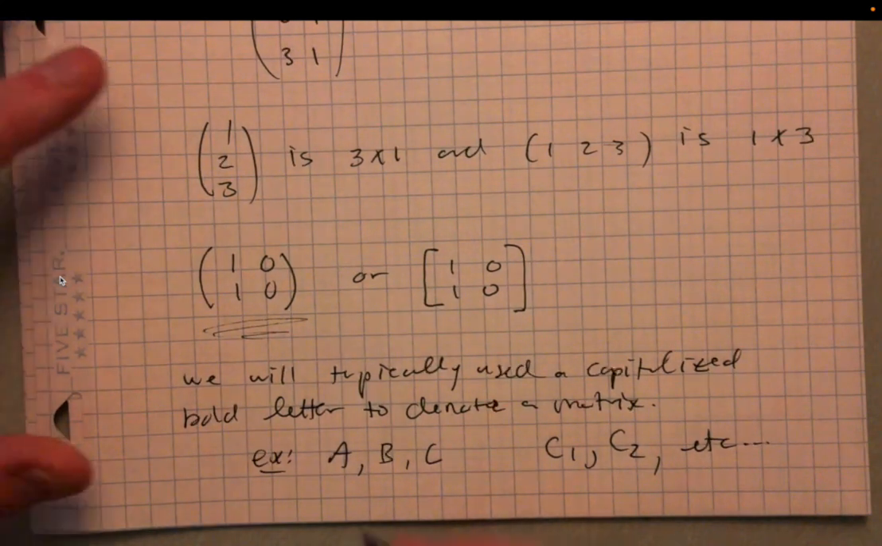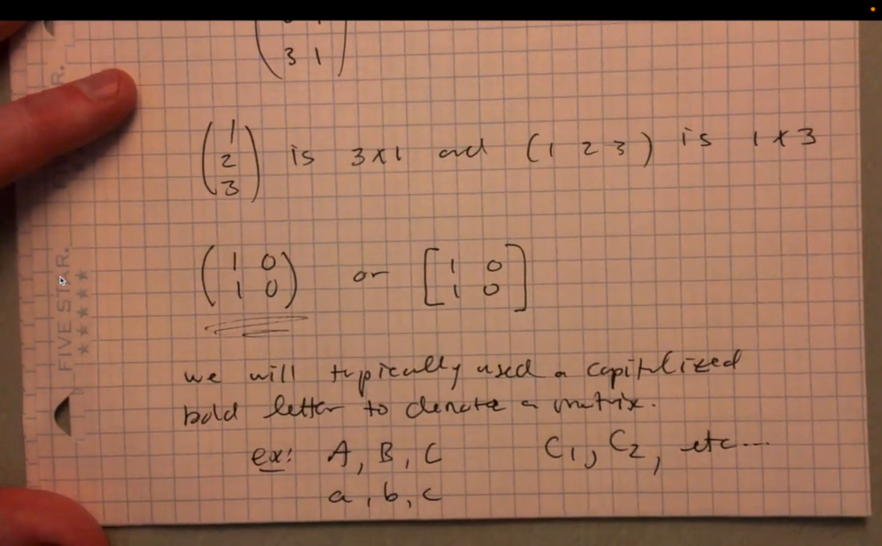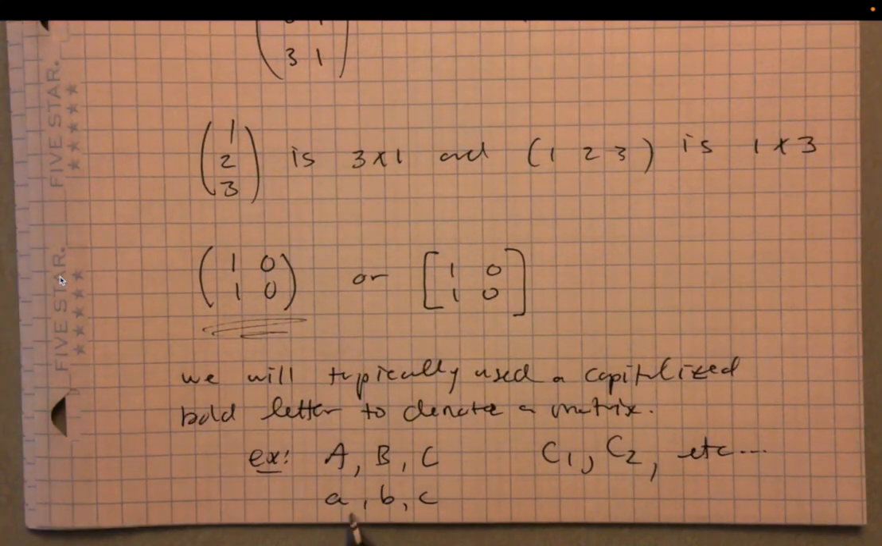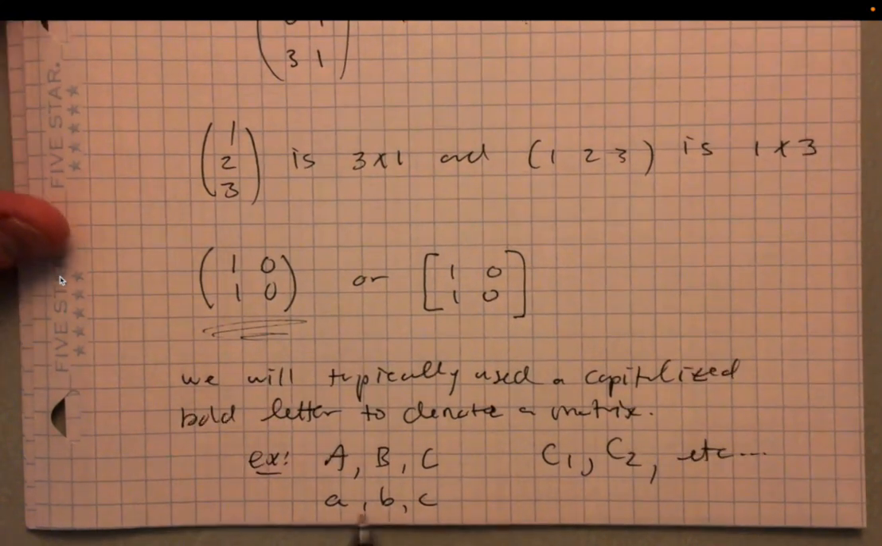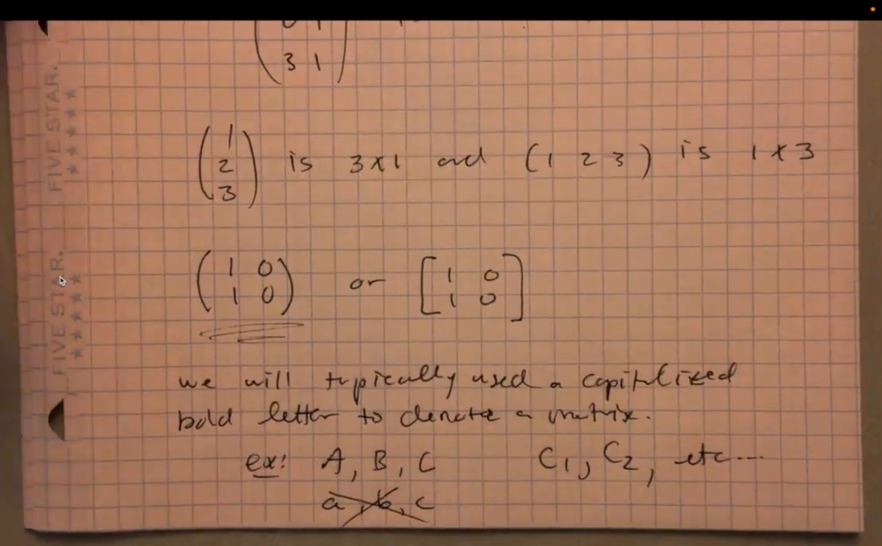What you rarely see are lowercase letters. These are more typically used to denote a variable for a real number or something like that. It's not common for a matrix to be denoted that way. So that's not typically what we do.